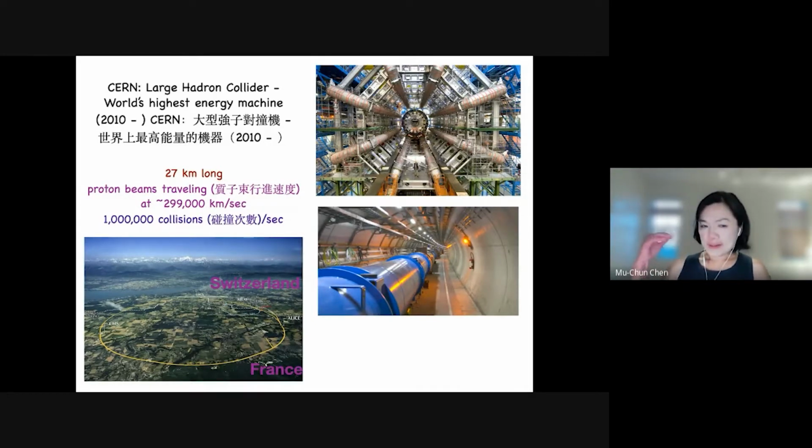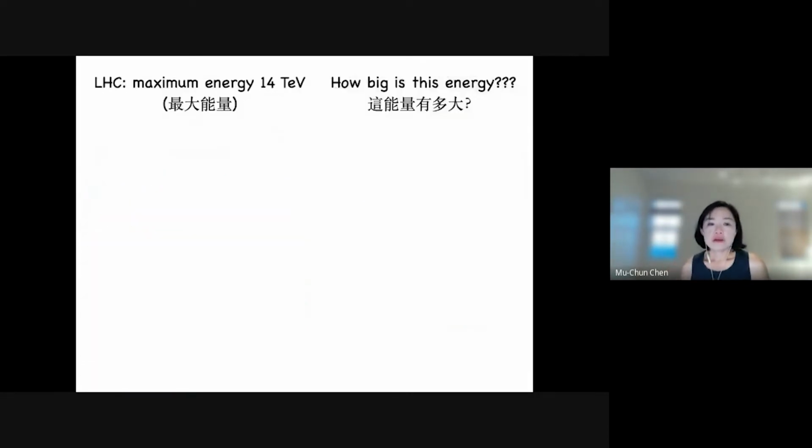And these are really large facilities. So just to give you some perspective, on the right you see a picture. This is the so-called Atlas detector, where you can see that the size of the human is very, very tiny compared to the size of the detector. All right. So the maximum energy of this collider is 14 TeV.